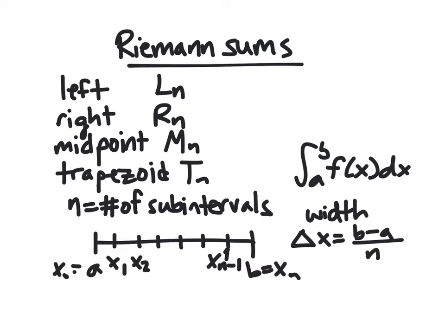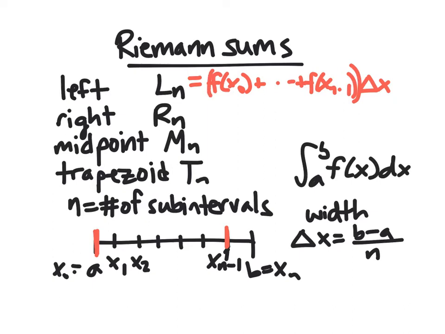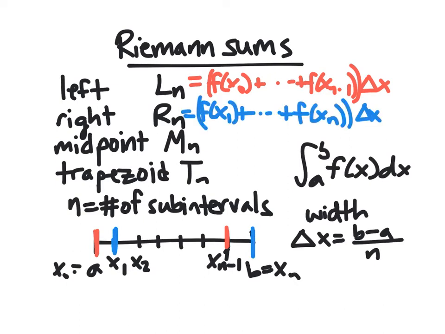And so if we want a left sum, we start here at a, and we go all the way until here. This is our last left endpoint. And so Ln is going to be f of x0, all the way down, we add up to f of xn minus 1, all times delta x. Similarly, for the right ones, we start at x1, we end at xn. And for midpoint and trapezoid, there are similar expressions, but we won't need those for this introduction.